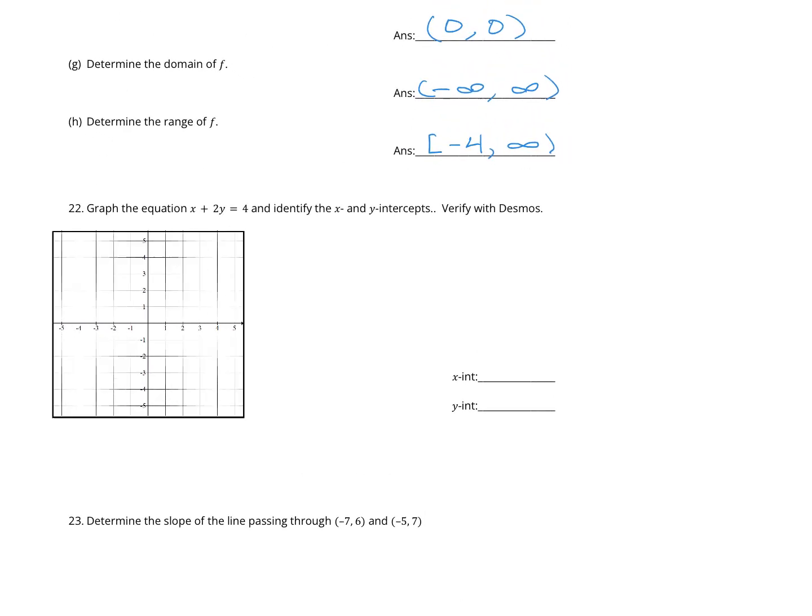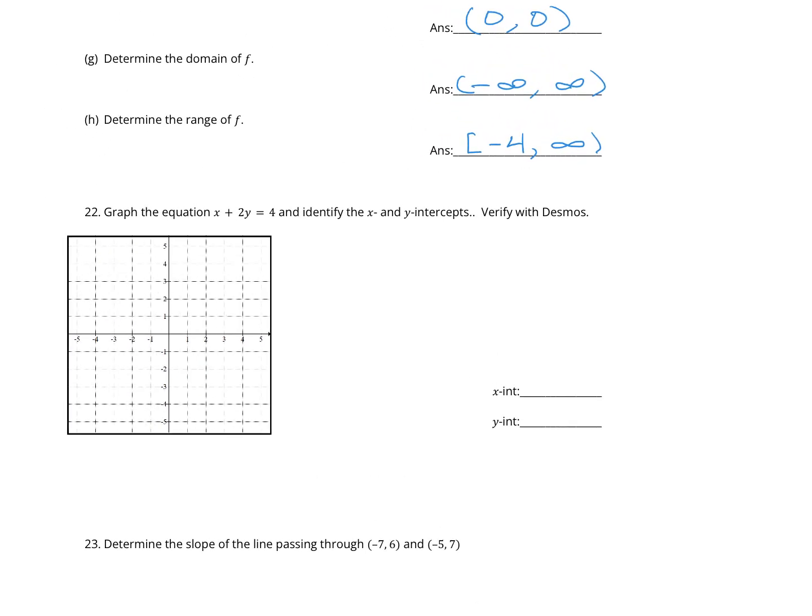For problem 22, they want us to graph the equation and find the intercepts. So remember again, x-intercepts, you set the y equal to 0. So for this one, it's going to be x plus 2 times 0 equals 4. Tells us that x is equal to 4. So the x-intercept is 4, 0.